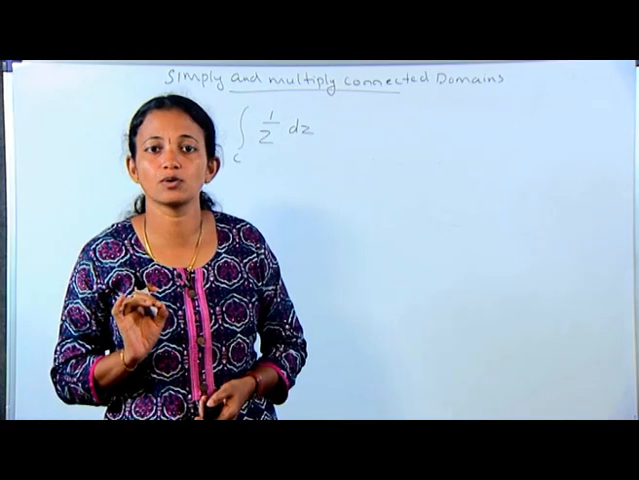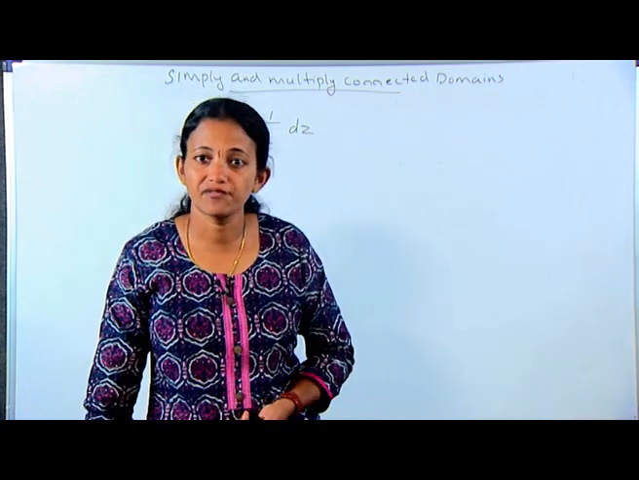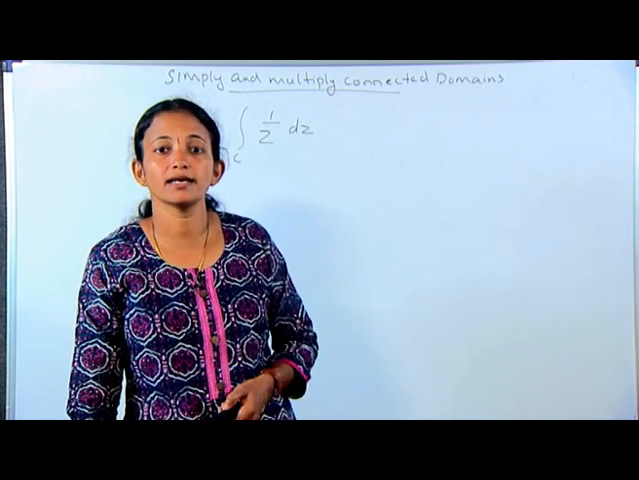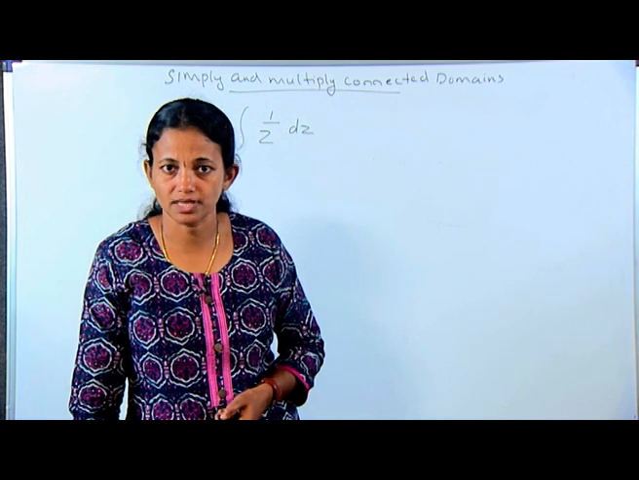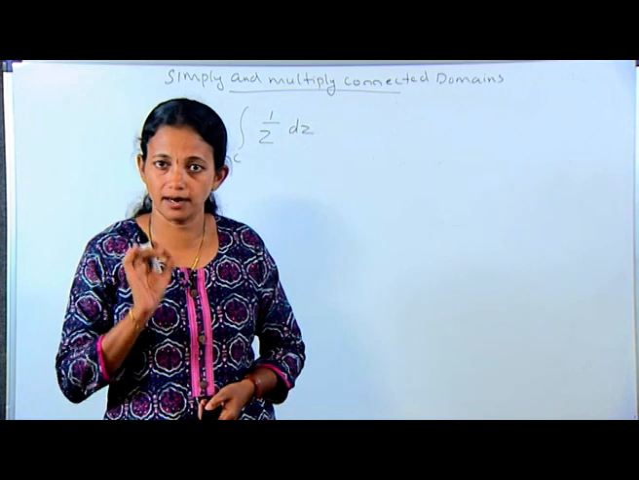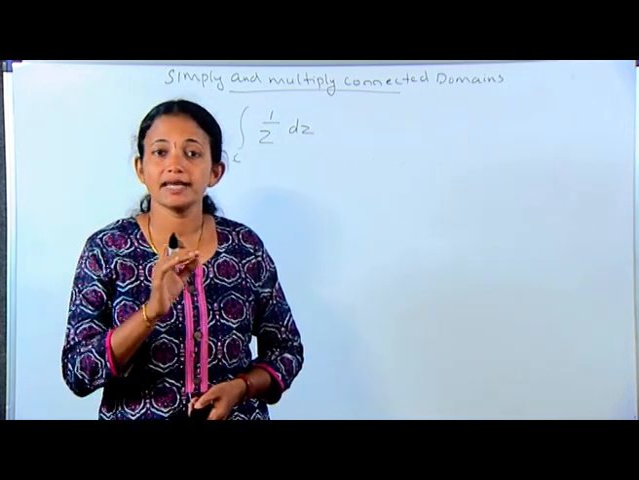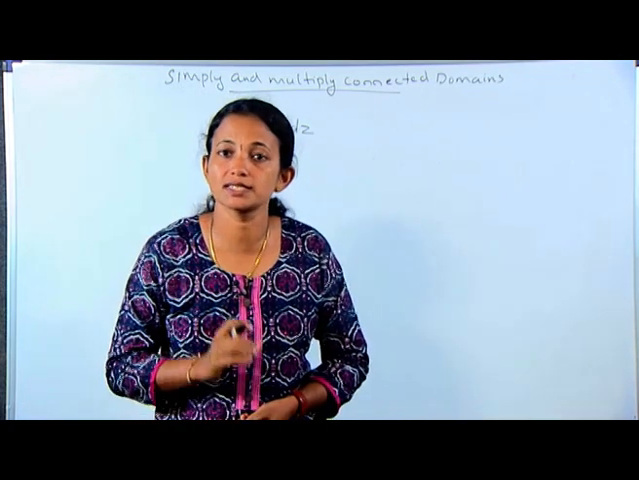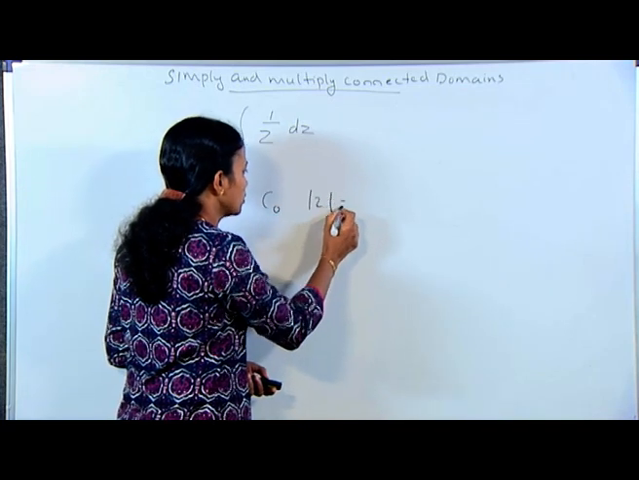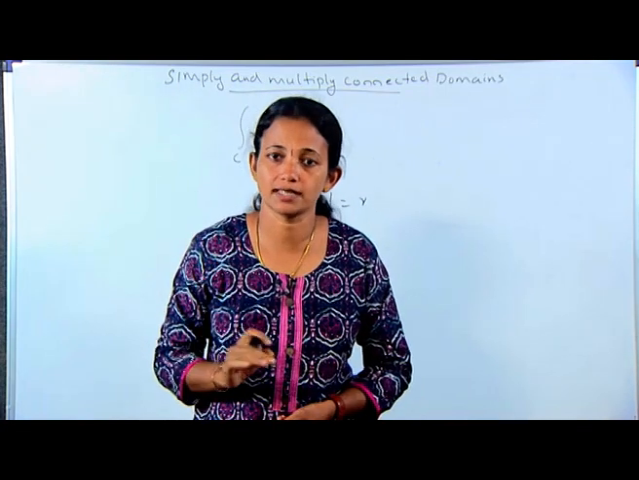So, let f(z) is equal to 1 by z. Then f(z) is analytic everywhere except at z equal to 0. Choose a real number r greater than 0 such that the circle with the center at the origin and radius r lies completely within C. Let C0 denote the circle mod z equal to r, oriented in the counterclockwise direction.